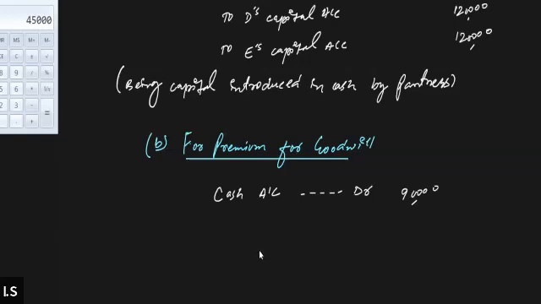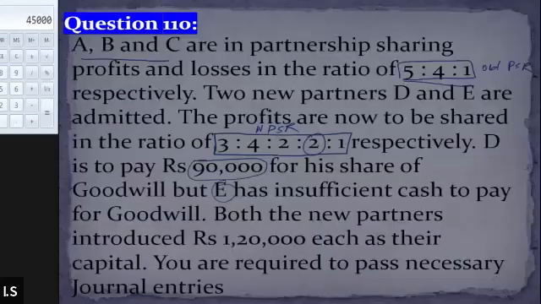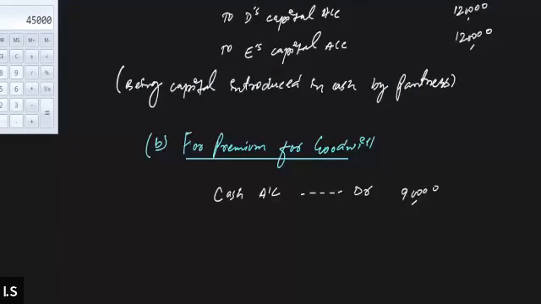But what will be the general entry for the amount that needs to be brought in by the partner E? Since the question says that partner E has no sufficient cash available to contribute for his premium for goodwill. It says that D is to pay 90,000 for his share of goodwill, but E has insufficient cash to pay for goodwill. So tell me, how do we treat this?